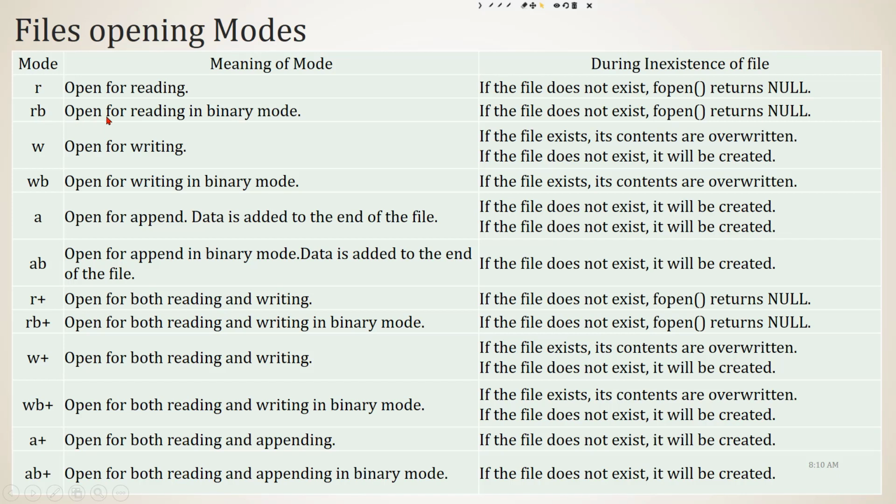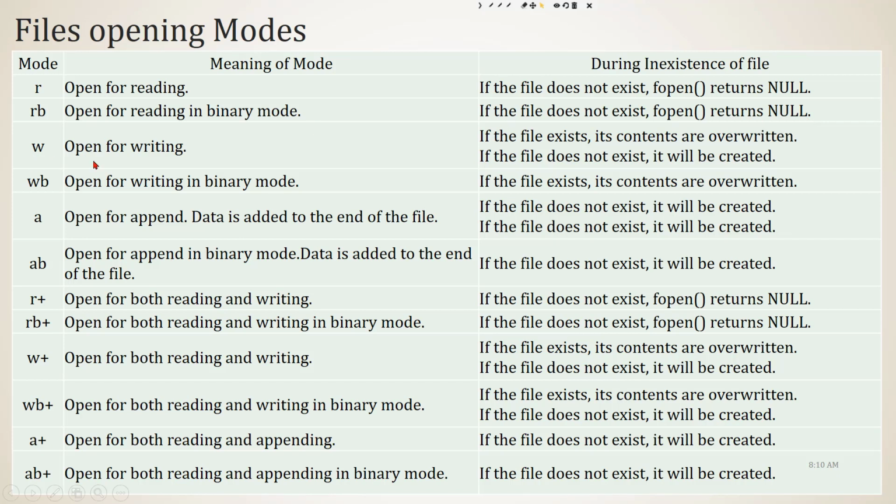RB refers to open for reading in binary mode. Binary mode means zeros and ones. It is also a read mode, but RB reads in zeros and ones. If the file does not exist, fopen returns NULL. So if there is no such file, it will return a null pointer.